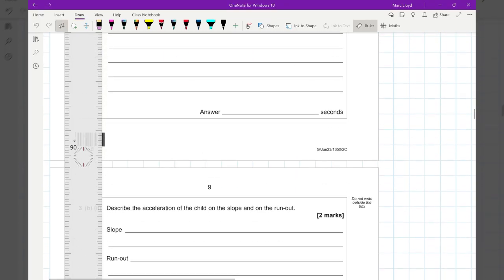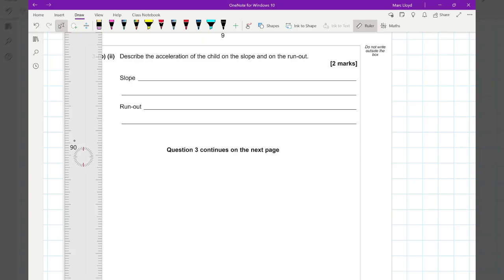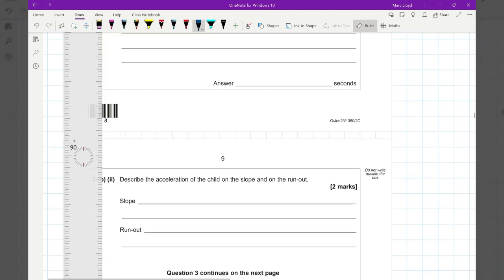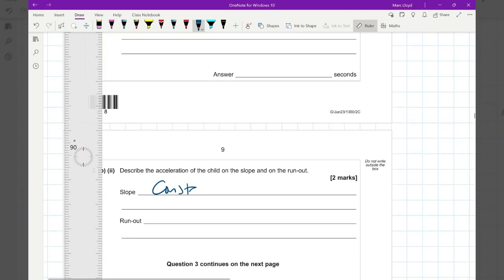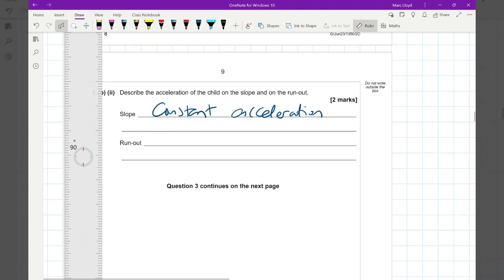Happy with that. Okay. Describe the acceleration of the child on the slope and on the run out. So on the slope, the speed is getting faster and it's a straight line. So we have constant acceleration. And then on the downslide, you can see that that is a straight line and going down. So we have constant deceleration. Do not check my spelling. As long as the words look like that, we're fine.